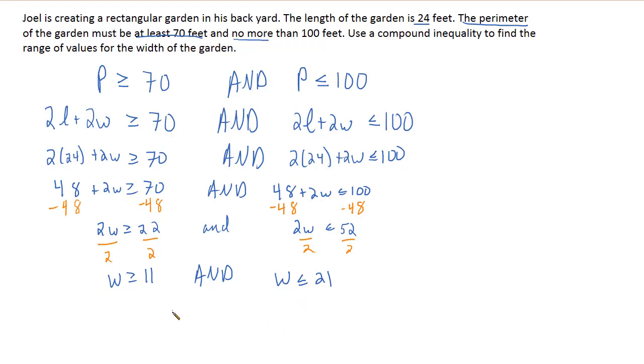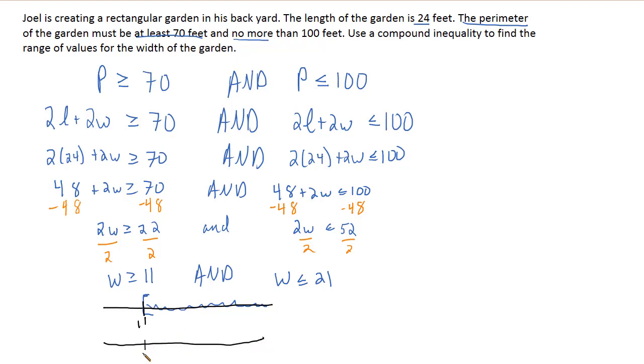So now thinking of our number line idea, and remember that "and" takes the overlap of the two. So for W to be greater than or equal to 11, if we think of our first number line, here's 11. If W is greater than or equal to 11, we would bracket the 11 and shade to the right.